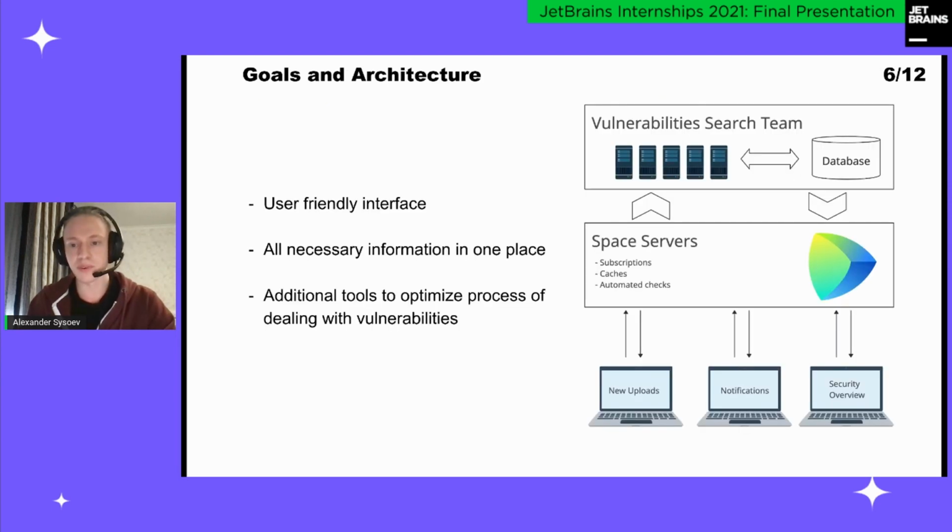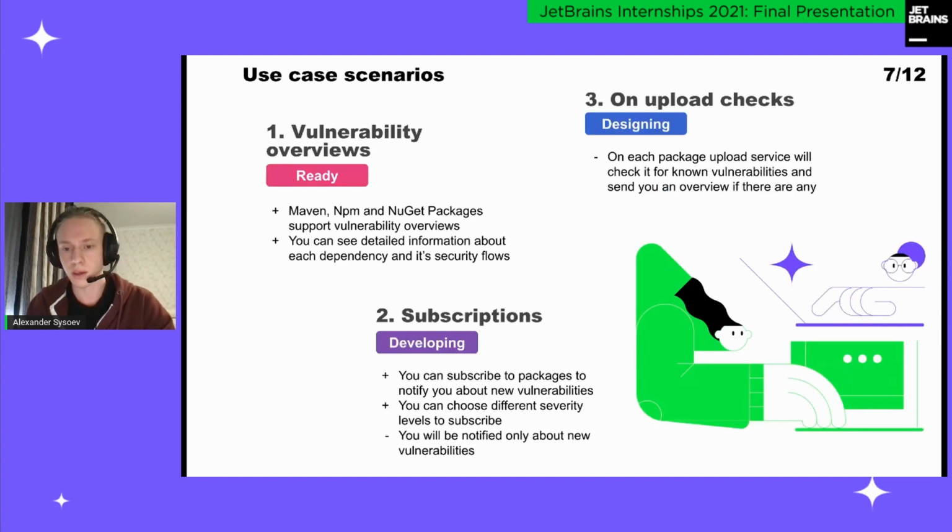And with the help from our vulnerability search team and Space Packages team, we've managed to create a service integrated into Packages, which will do all maintenance work for you and provide you with a full security report. Its structure is pretty simple. We have an API for requesting data about different packages. So when a client needs it, we can just ask the vulnerabilities team and receive an answer.